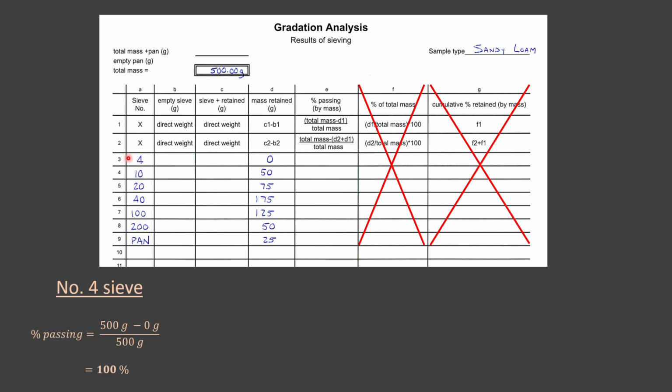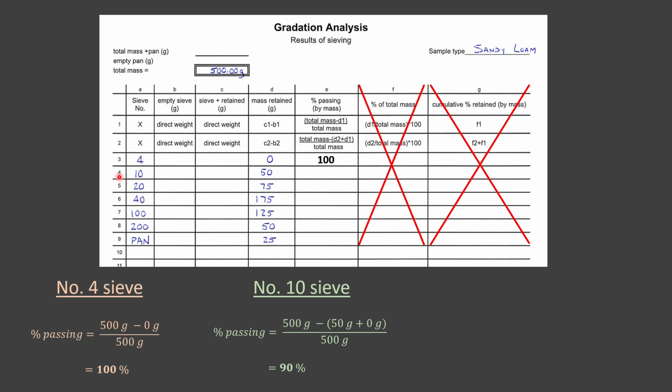So, for example, we're on the number 4 sieve. We had 0% mass retained on the number 4 sieve. That means all of it went through. All of our soil particle sizes are smaller than a number 4 sieve. So percent passing is 500 minus 0 divided by 500, which is 100%, right? Don't forget to multiply the results of this computation by 100 to put things in terms of a percentage. So we'd have 100% passing in our analysis sheet.